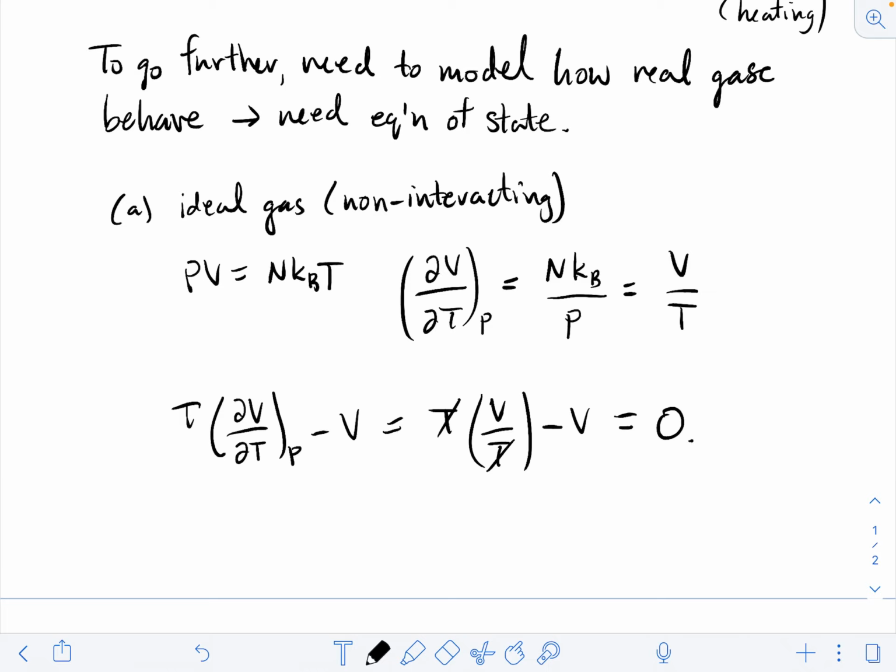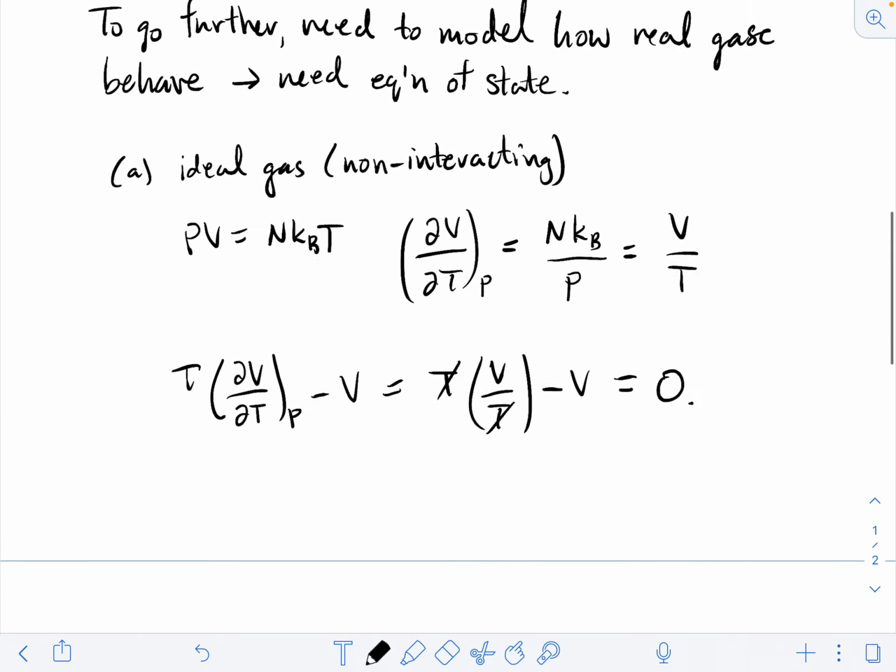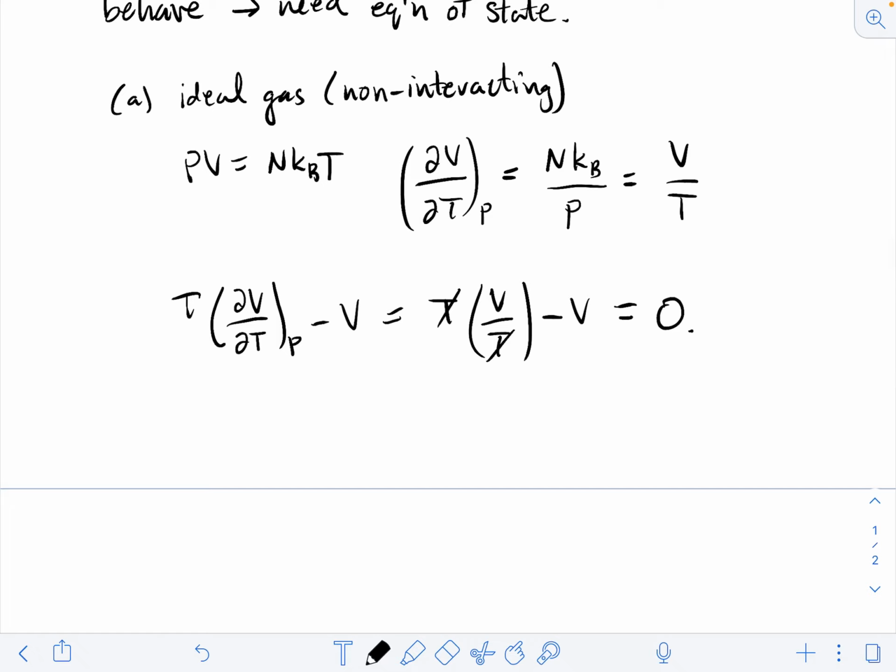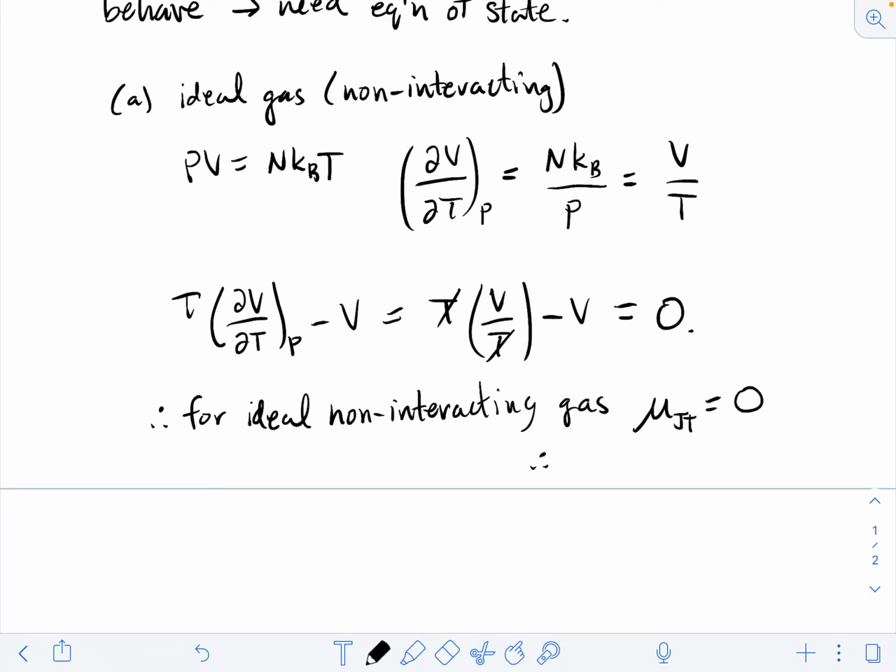And so in this case, the Joule-Thomson coefficient is neither positive nor negative, and what that tells us is that there is no temperature change when we think of an ideal gas, and so T1 is equal to T2. So for an ideal, non-interacting gas, we find that the Joule-Thomson coefficient is equal to 0, and therefore T1 is equal to T2. So there's no heating and there's no cooling.